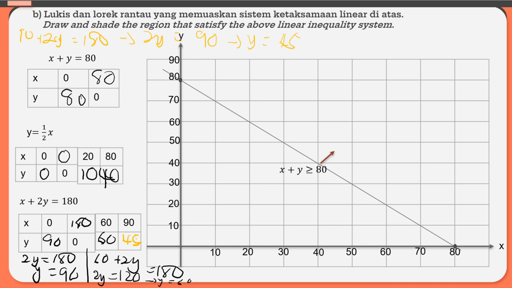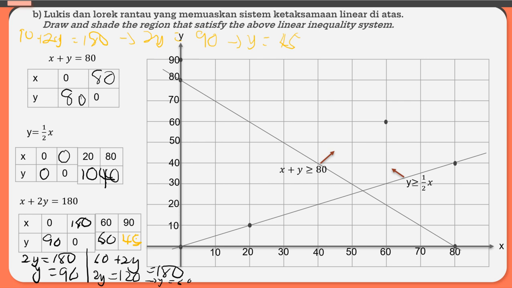Alright, for the second one, we have a second inequality or second equation. Here we have 3 points. The first is 0, 0, and then the second one is 20, 10. And the third one is 80, 40. And then draw the line. Okay, so what is the inequality? You are searching for greater or equals to. That means the arrow should be above the line.